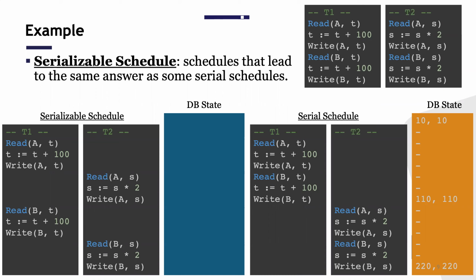And here, as you can see, it's not serial. It's not sequential. I run the first 3 instructions from T1 first, then I run the first 3 instructions from T2, and so on and so forth. I'm mixing them together. At the beginning you have database state, for example, 10 and 10. After you run the first components of T1, you are going to have 110 and 10. Then after you run the T2 part, you have this. You continue to run T1, then you run T2. At the end of the day, you get a database state where A equals B equals 220. That is the same as one of the serial schedules. That is why we call this schedule serializable.